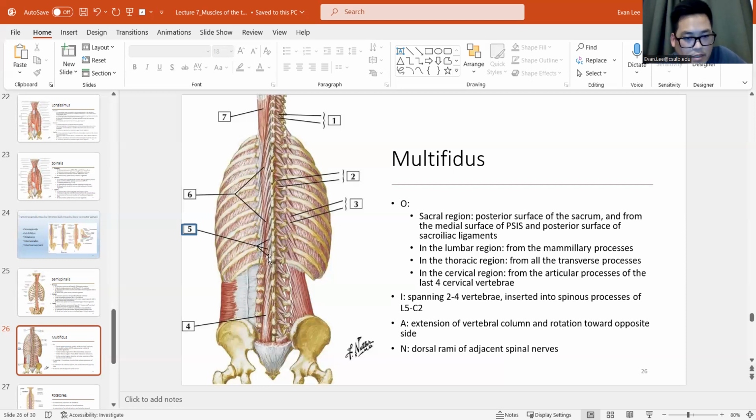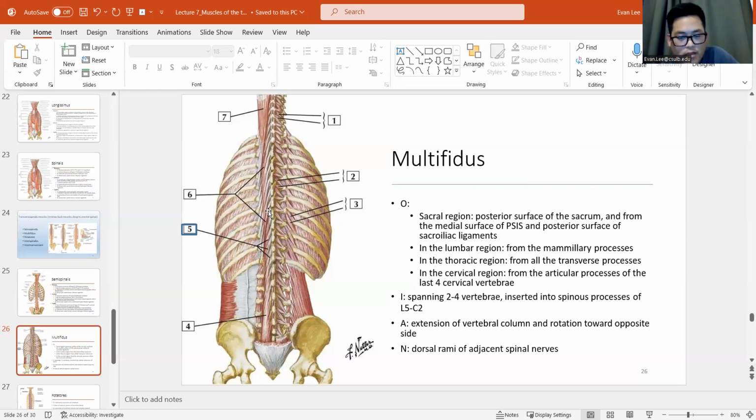So while you start at the transverse process of a vertebra, it is then going to go up. In this case, it looks like 1, 2, 3, 4 vertebrae to go all the way up. But sometimes you'll just see it going 1 or 2 or 3, which is somewhat more noticeable.